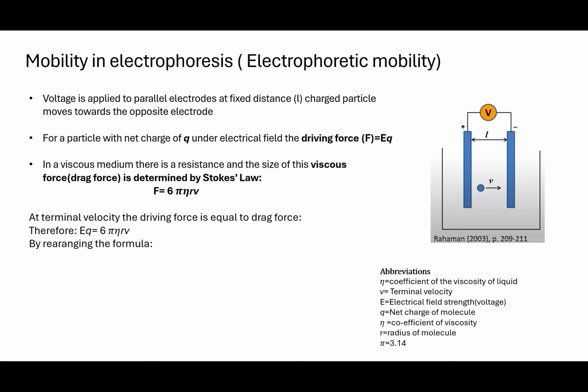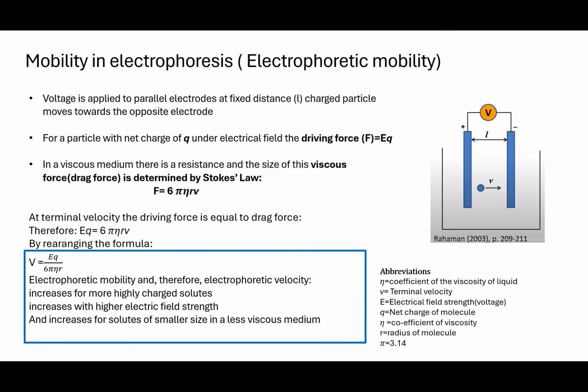So when we rearrange, we said our driving force was E times Q, and then we have the drag force, which is calculated by Stokes' law. When they're equal to each other, and we rearrange this formula, we can see that electrophoretic mobility, or simply the migration rate or velocity of our particle, is directly proportional to our electric field and the charge of the molecule, and inversely proportional to the viscosity of the medium and the radius of the sample particle.